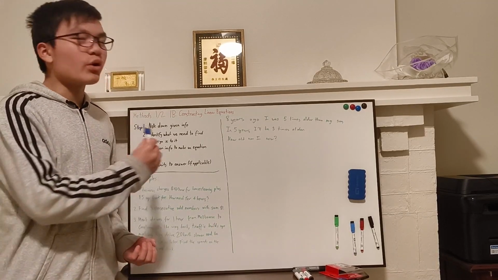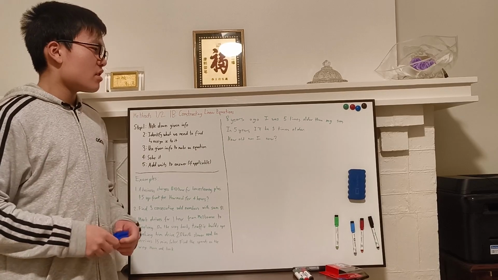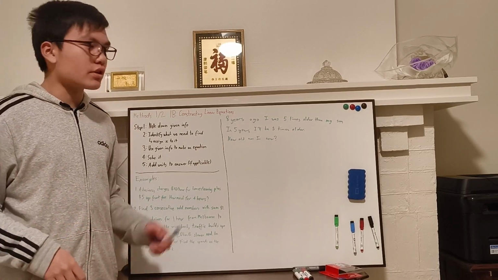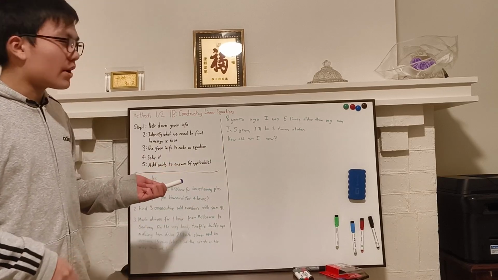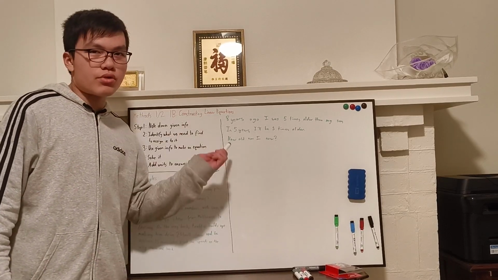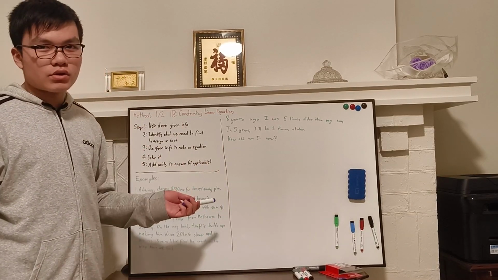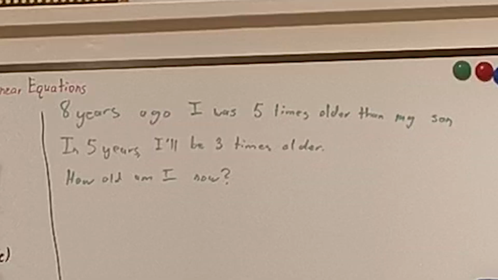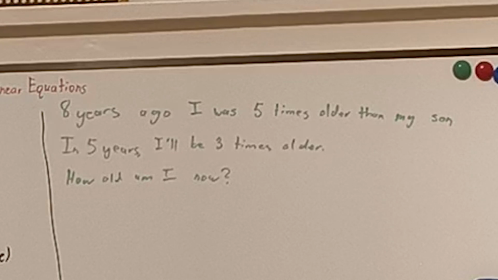Okay, I've got a bit of a bonus question, and this was in, I think, the year 10 advanced maths. So one of my friends talked to me about this question, and I found it a little bit challenging. So let's go through this question. If you know how to do this question, you're going to be pretty much set. So 8 years ago, I was 5 times older than my son, and then in 5 years' time, I'll be 3 times older. So it's asking how old am I now?